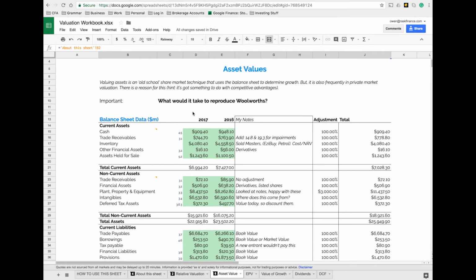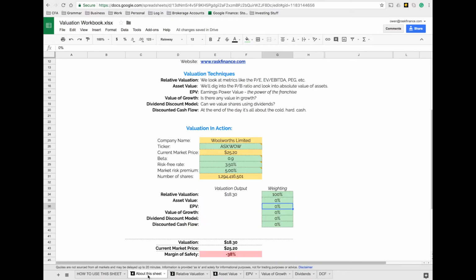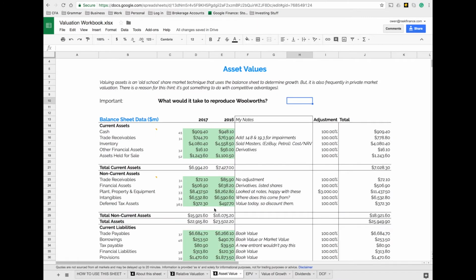Okay, so the question we're trying to answer with this valuation model is, what would it take to reproduce Woolworths? Remember, Woolworths is our supermarket case study. And in this video, we're using the balance sheet to answer that question. In the other valuation models, we use mostly a company's cash flow statement or profit and loss. But in this tutorial, we're taking it from a different angle, which is the balance sheet.